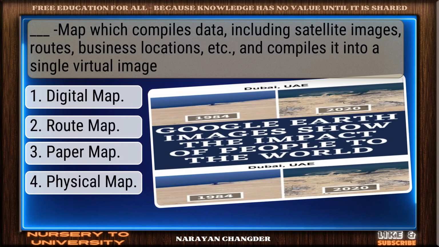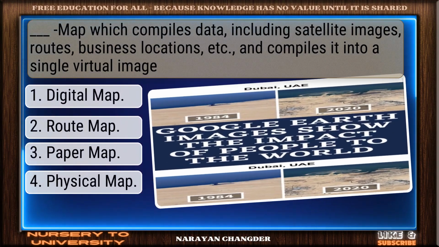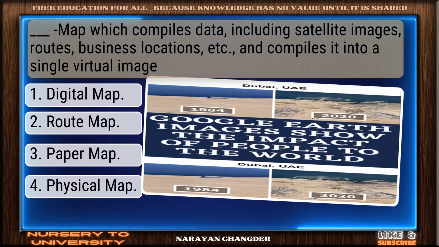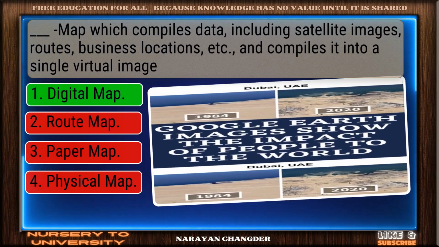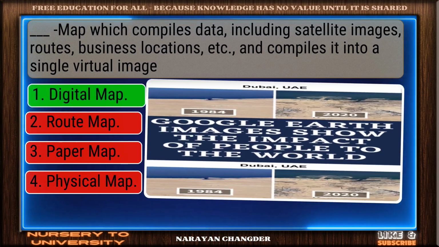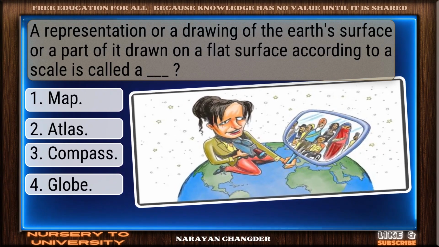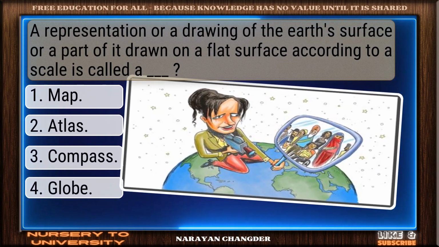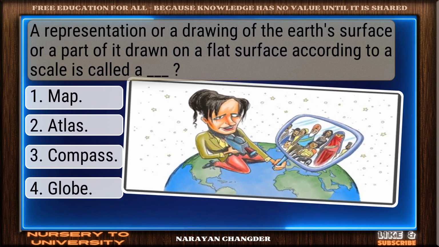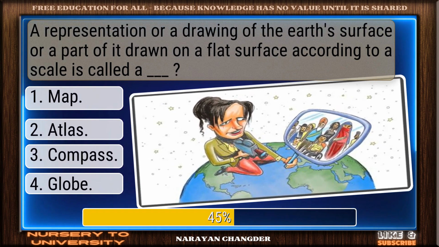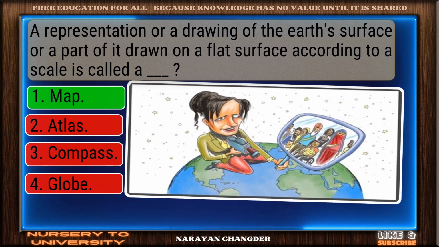Dash map, which compiles data including satellite images, routes, business locations, etc., into a single virtual image. Excellent. Digital map is a brilliant choice. A representation or a drawing of the Earth's surface or a part of it drawn on a flat surface according to a scale is called a dash. You're right. Map is the correct answer.